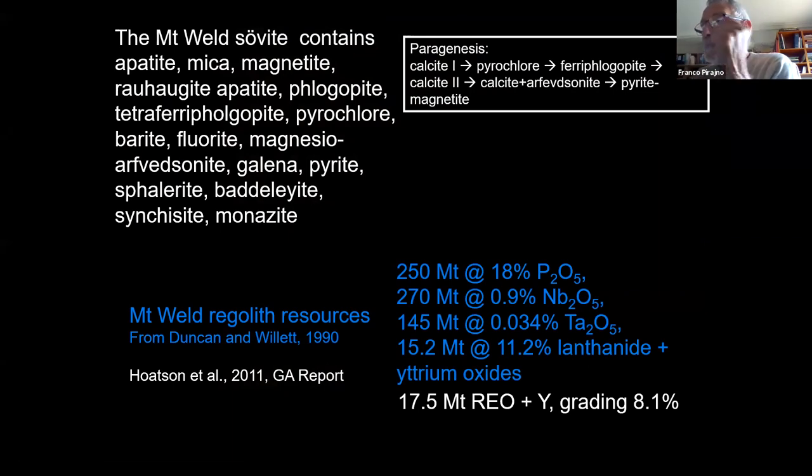It has very large regolith resources: 250 million tons of 18% P2O5, 270 million tons of niobium oxide, 140 million tons and so on, plus yttrium oxide. The general paragenesis: calcite 1 to pyrochlore, ferriphlogopite, calcite 2, calcite, arfvedsonite, pyrite, magnetite.